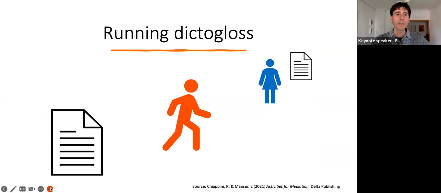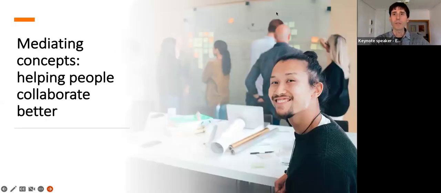So I'm actually going to skip this activity because, as Mira said, I'm running out of time. The panel discussion before went over by a few minutes. So I'm going to be finishing by talking about mediating concepts, which is this idea of putting students in a communicative situation where they're expected to help each other collaborate a bit better.